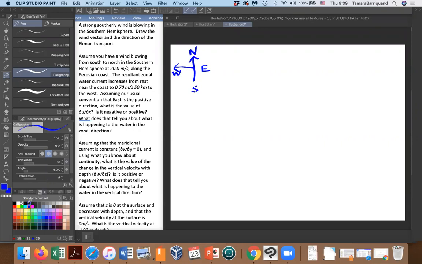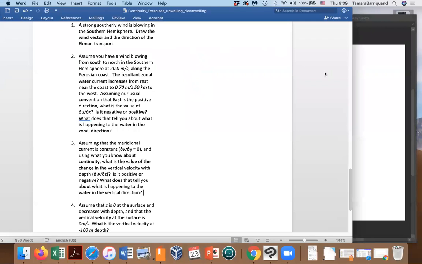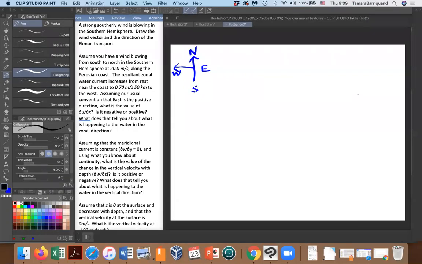All right, so now that we've thought through and gotten ourselves oriented, let's go ahead and read our example. Assume you have a wind blowing from south to north, like we have right here, in the southern hemisphere at 20.0 meters per second along the Peruvian coast. The resultant zonal water current increases from rest near the coast to 0.70 meters per second, 50 kilometers to the west. All right, so let's draw that out here.